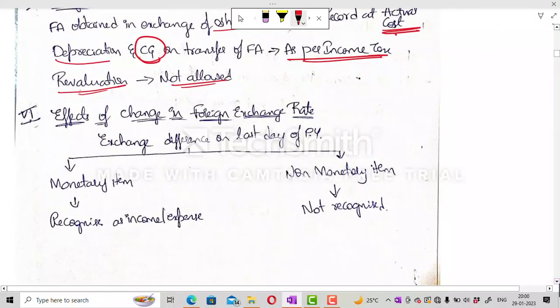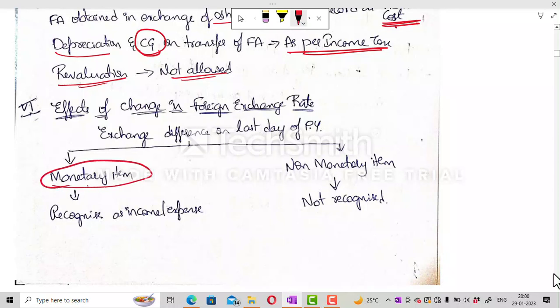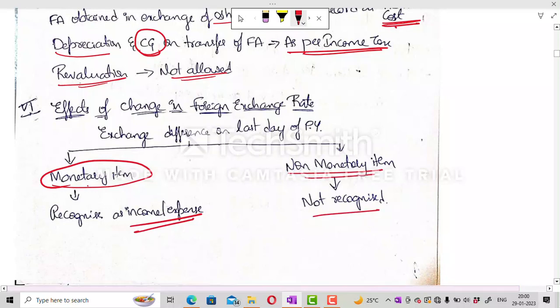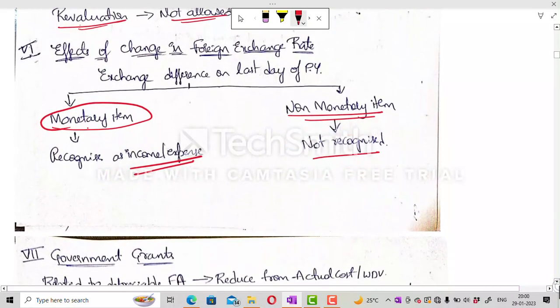The sixth one is effect of change in foreign exchange rate. Due to foreign exchange rate fluctuations, there will be a gain or loss arising to the organization. What should we do with that? In case it is a monetary item, then recognize it as income or expense. If it is not a monetary item, then we should not recognize that for income computation.